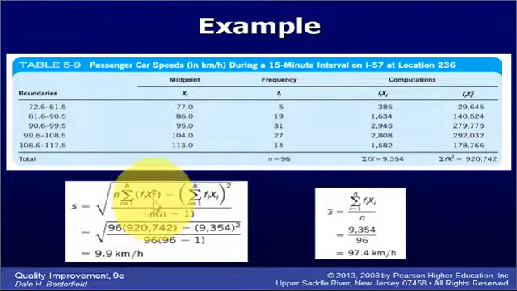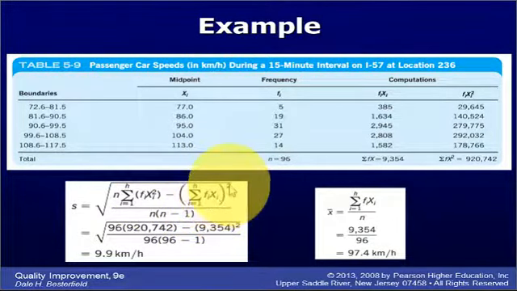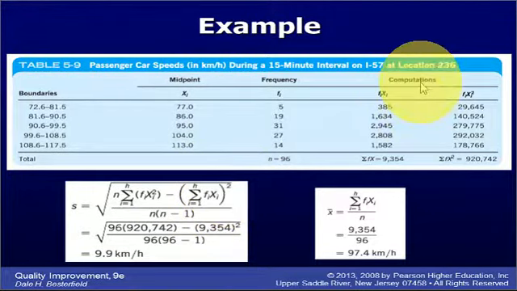So what we need to compute is the sum of Fi Xi squared and the sum of Fi times Xi, and then put a square on the sum. Okay. So for our computations, you need to record these 2 columns.